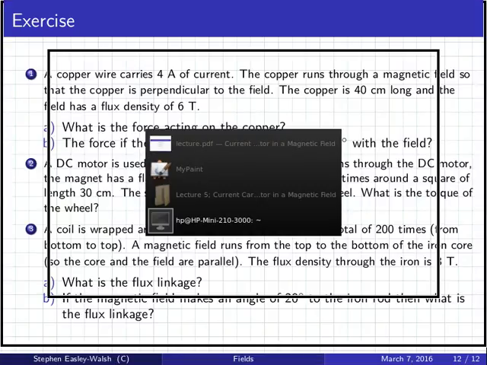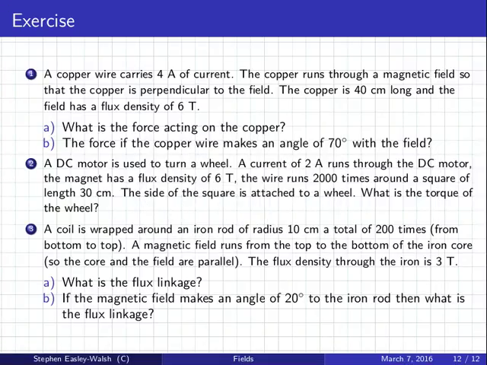My calculator hasn't loaded yet. So it's going to be 4 times 6 is 24 times 0.4. What's that? 9.6 newtons. Yeah, okay, 9.6 newtons for the first one.